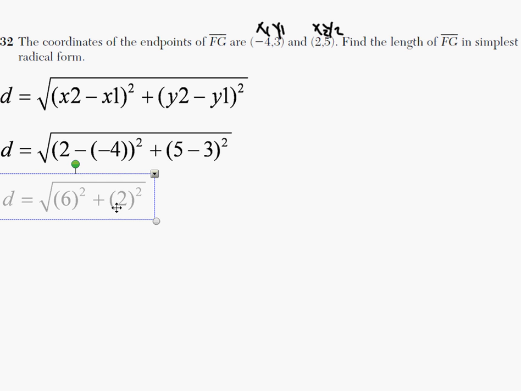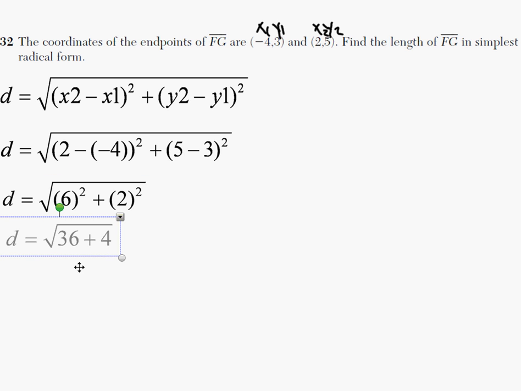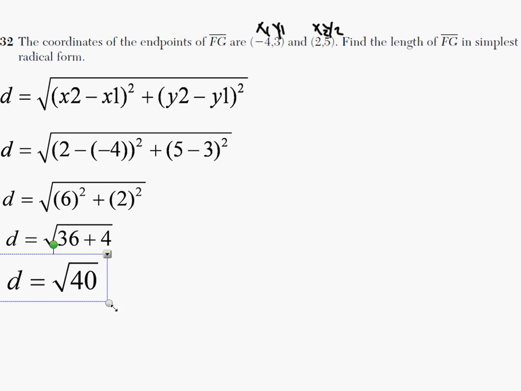That's going to give you 6, so you get 6 squared here. 5 minus 3 is 2, so you get 2 squared there. 6 squared is 36, 2 squared is 4, 36 plus 4 is 40, so you get d equals radical 40. Now, because we have to put this in simplest radical form, we have to break this down. Now, how do we do that?